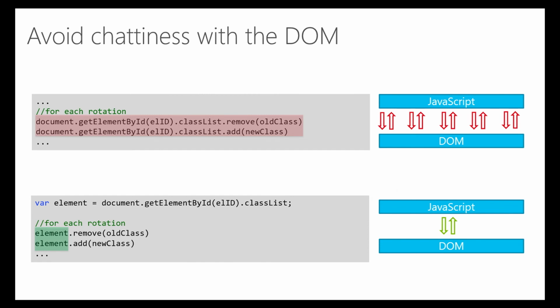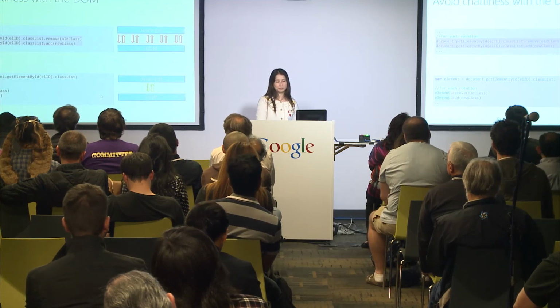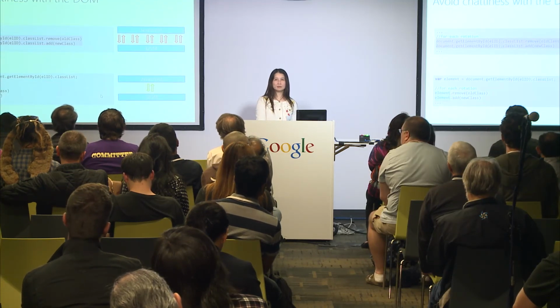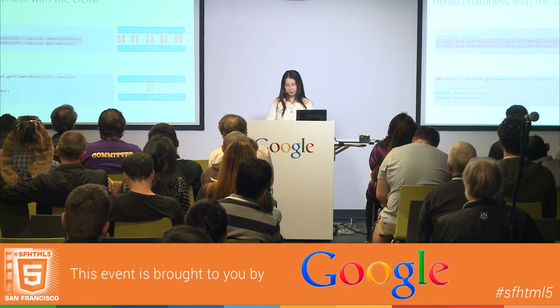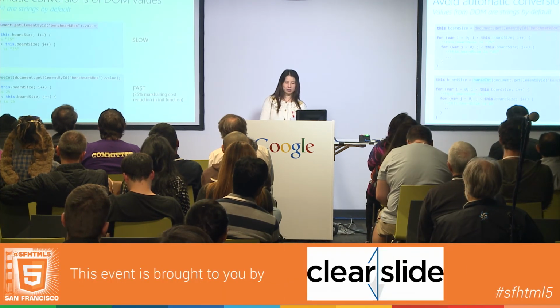So the good way to do that, I would call it a $1 million tip, because people save a lot of time just by changing one simple thing like that. Assign an element, run it once, and then use that for the rest of the loop. Get it? Right. Okay, cool. So this is the chattiness with the DOM.